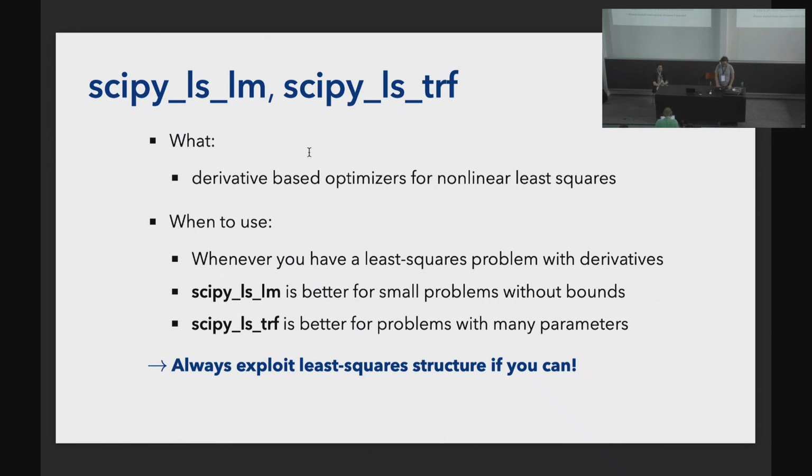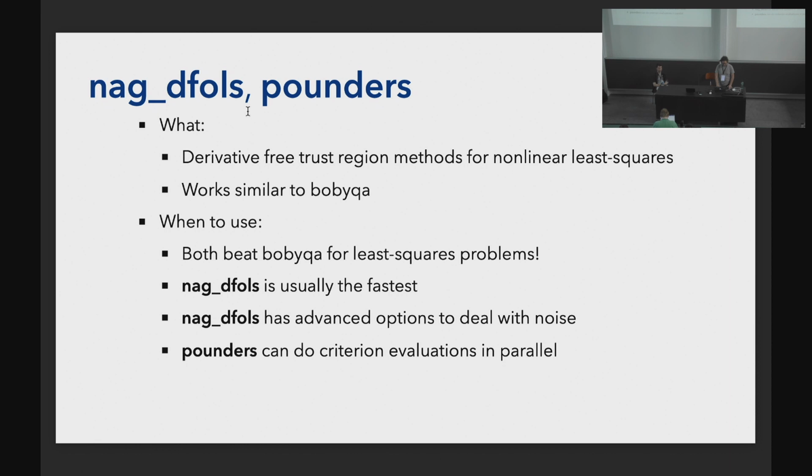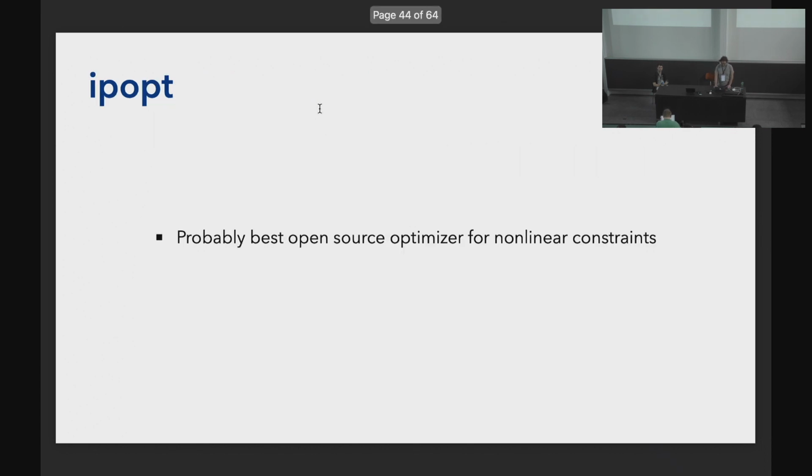The gradient-based ones come from SciPy. Actually skipping this because we are short on time. The gradient-free ones, we also have multiple, one from the Numerical Algorithms Group and one from the Toolkit for Advanced Optimization. So whenever you have a least squares structure, you should exploit it and use one of these algorithms. And depending on whether you have derivatives or not, you choose.